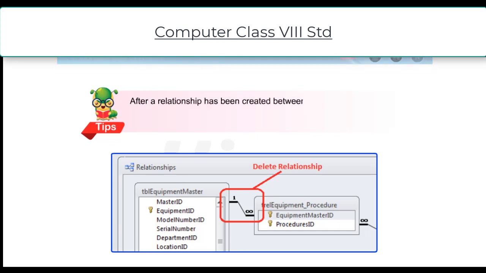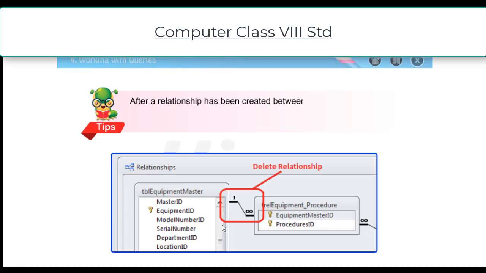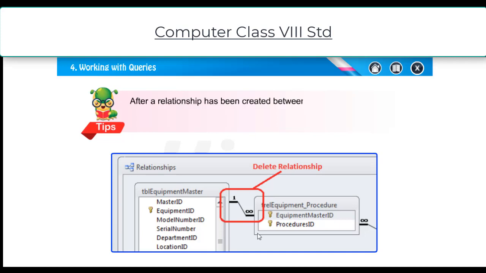Now, after relationship has been created between the two tables, can you see this line 1 and infinity here? This 1 indicates that this is a primary key. Can you see this primary key symbol, the key symbol next to the equipment ID? Right? And on the other side, you see this infinity sign, right? So we have 1 and infinity. So this thing is known as one-to-many relationship. Like I told you earlier, one child can give many tests. One child can give many tests. Okay, so that's why this is one-to-many relationship.